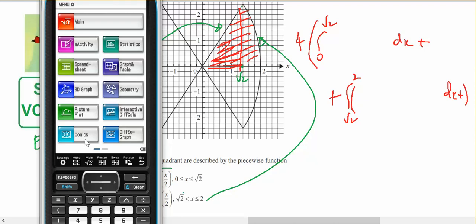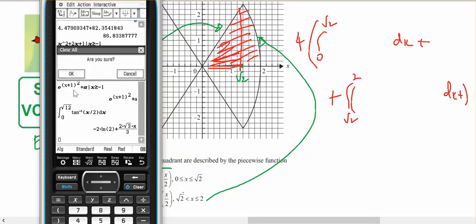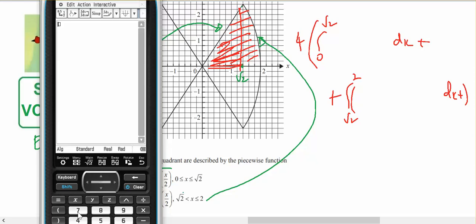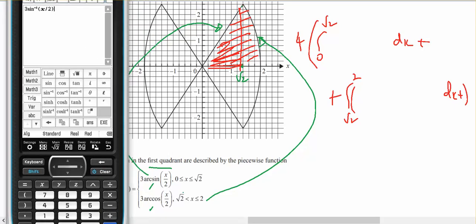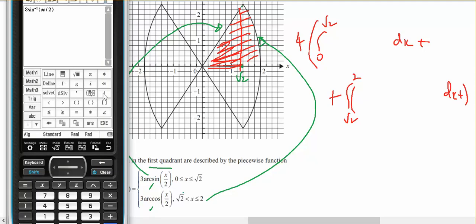So menu, main, we have 3 inverse sine of x on 2, and that is for 0 to root 2. So that's 3 given 0 less than x less than root 2. And we have 3 inverse cosine of x on 2, given x greater than root 2.